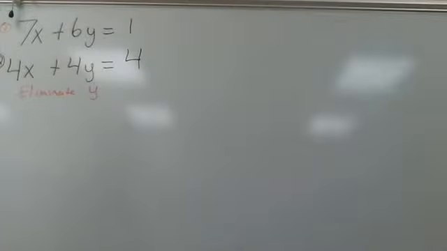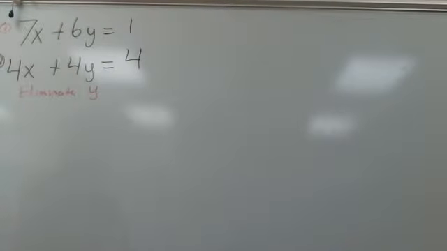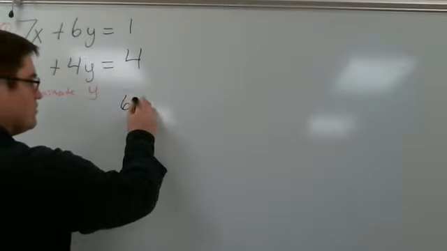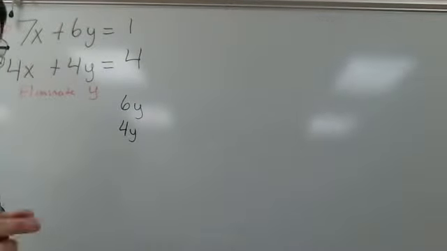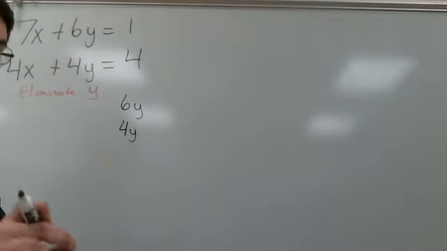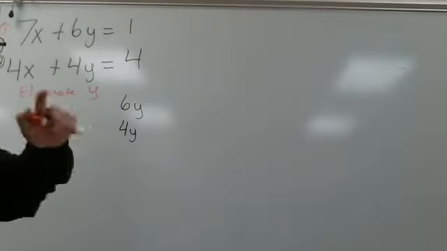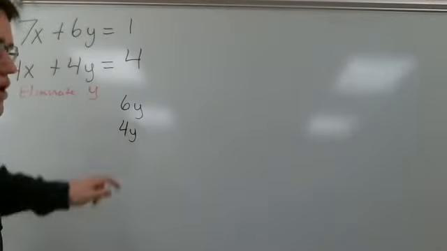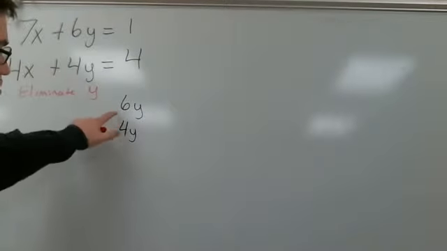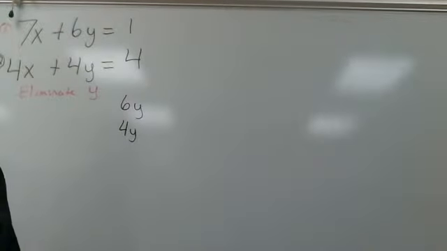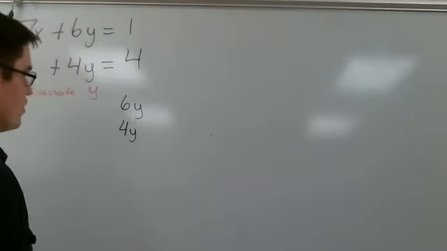So I'm trying to eliminate y, so I need these two to be the same. I have a 6y and a 4y. I need those to be the same, just opposites of each other, so when I add them, they cancel out. Well, if you're not sure what a good multiple is to use between these two, one thing you could always do is just multiply the numbers, and you'll get a common multiple there. So it's not always the smallest, but it works.